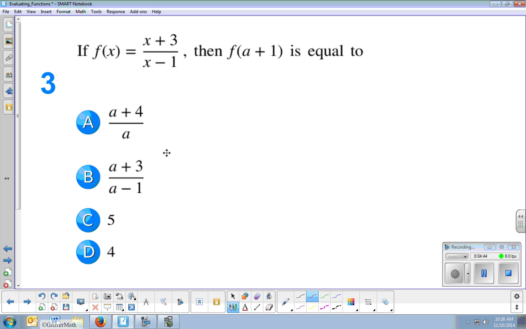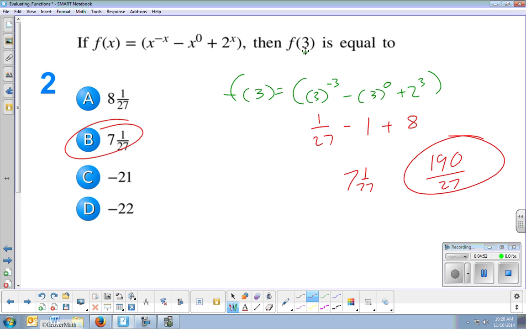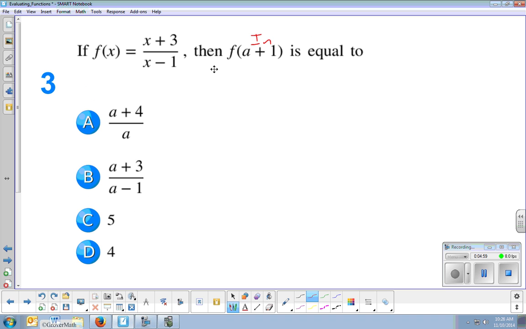Let's do one more. All right, so sometimes you're asked to input not a number, but an expression. So what we did for this is we replaced all of our x values, all of our input placeholders, with our input of 3. Well, I'm going to do the same thing here. A good way to rewrite this sometimes is, instead of f of x, think of it as f of my input. So f of input equals your input plus 3 divided by your input minus 1.